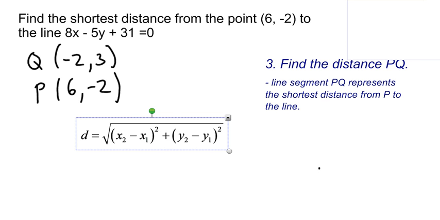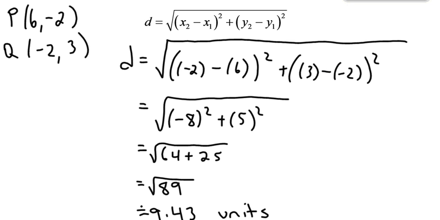So here's the final bit of the question done for you, where we simply take the two points we know and sub them into the formula. And we find that the shortest distance is just over 9 units.